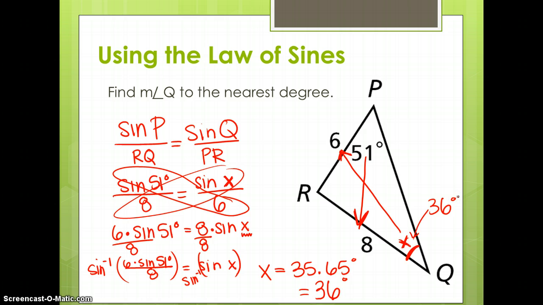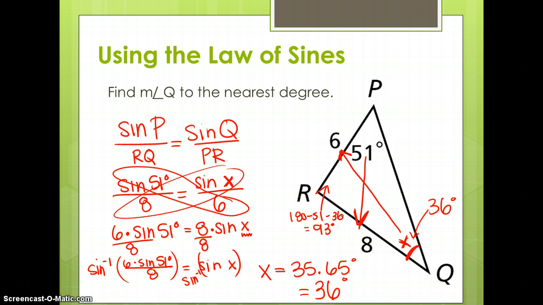So solving for the angle is a little bit more complicated, but still that same basic setup. And that's why you need to practice it so you get used to the idea of solving that missing angle. So if we wanted to here, we could find angle R by doing 180 minus 51 minus 36. Still the triangle has to equal 180 degrees, so that's not changed. So this would be 93 degrees.